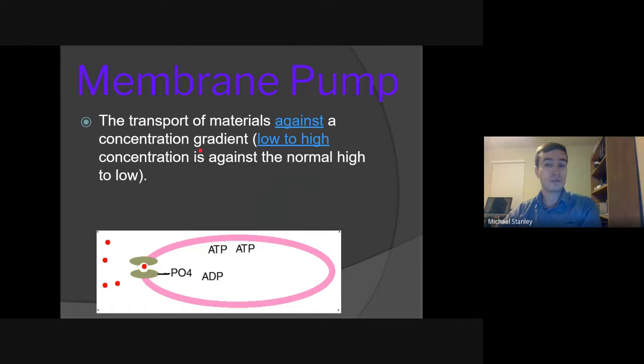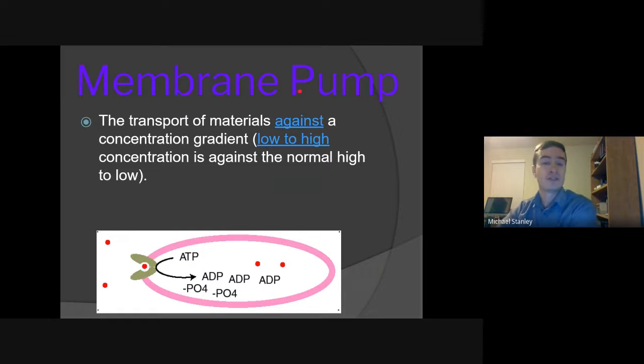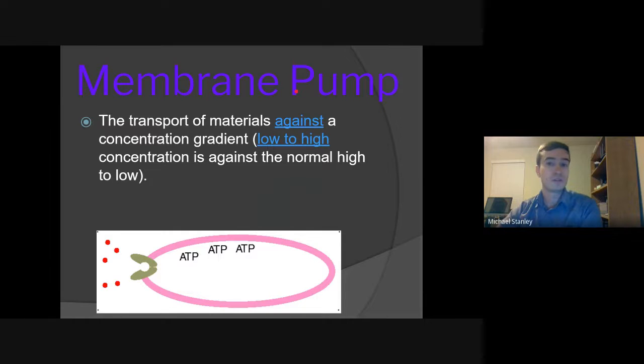One type of movement is done through something called a membrane pump. So this is a basic type of active transport, where again, it's all about moving against the concentration gradient, going from a low concentration area to a high concentration area.